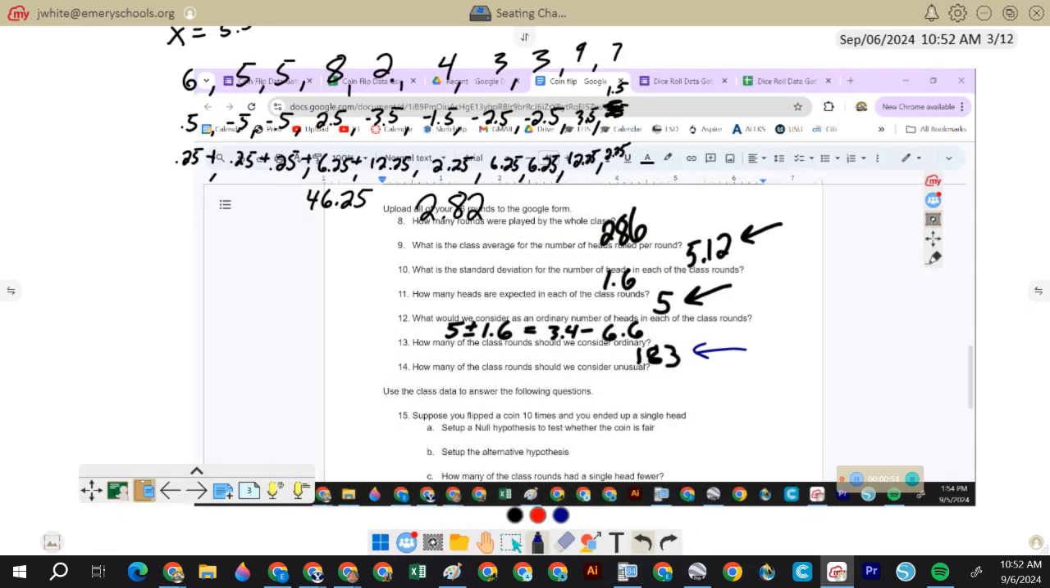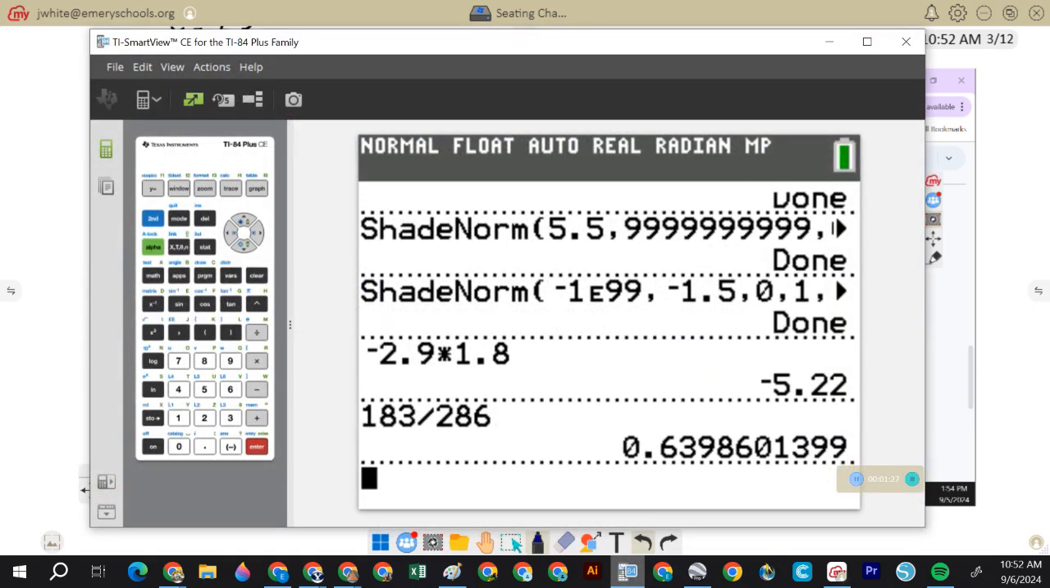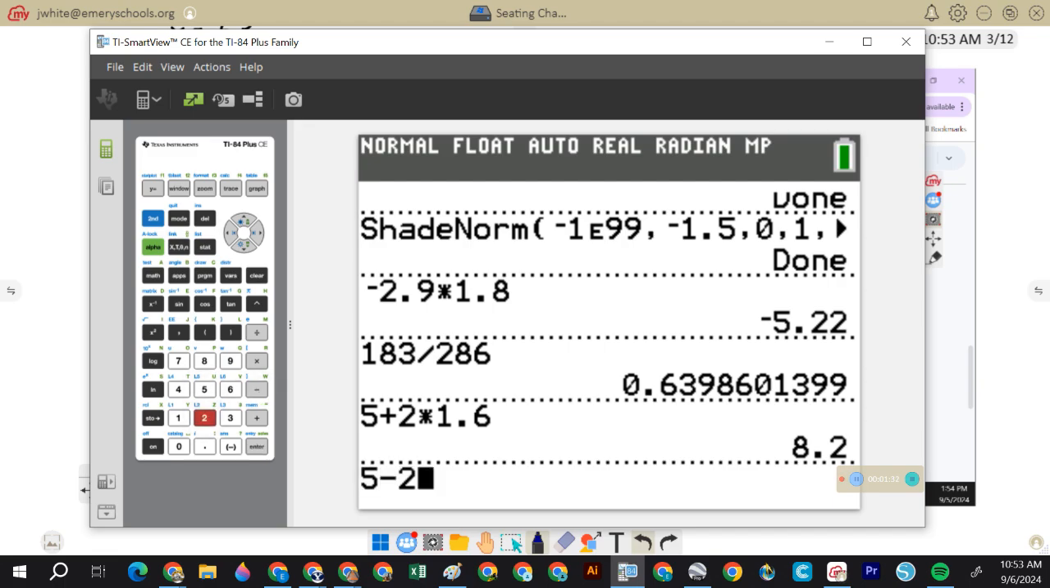All right. So the next question is, how many of the class counts should we consider unusual? How are we going to define unusual? We're just going to pick 2 standard deviations to make it easy. Okay. So we're going to do 5 plus or minus what? 2 copies of the standard deviation 1.6.